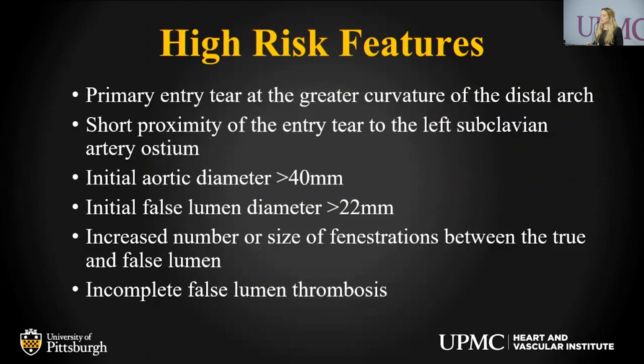These high-risk features include a primary entry tear at the greater curvature, short proximity of the entry tear to the left subclavian, an initial aortic diameter of 40 millimeters or more, and a false lumen diameter of greater than 22 millimeters, increased number or size of fenestrations, or finally an incomplete false lumen thrombosis.